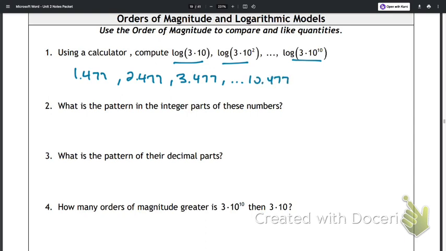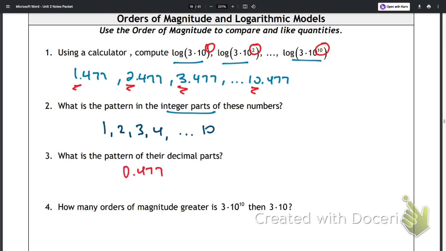10.477. Now, if you'll notice, each of these has an integer part, in this case the 1, the 2, the 3, the 10. Those are the integers. The integer parts are 1, 2, 3, 4, and then all the way up to 10. Where those numbers came from is this, which is understood to have an exponent of 1, so it came from these numbers right here. The decimal part has been the same throughout, 0.477. It actually goes on a little further, but I only wrote that much of it.